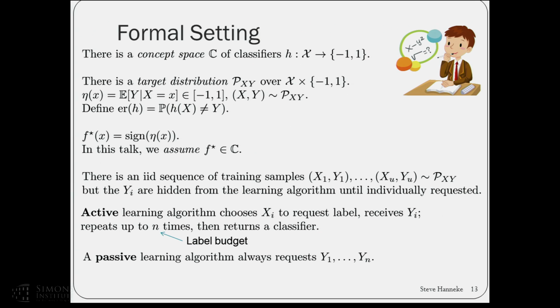Passive learning is just a special case of this that requests the first n labels or a random n labels. It doesn't do it sequentially, basically. I guess technically this is semi-supervised learning, but for our purposes, it's the same label complexity.